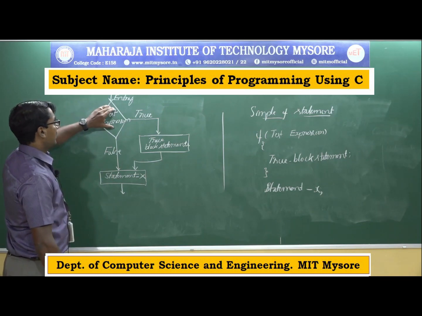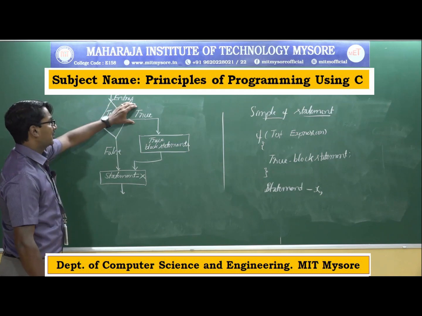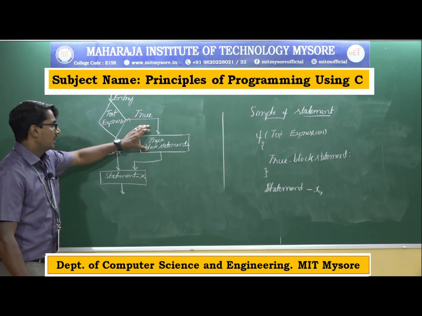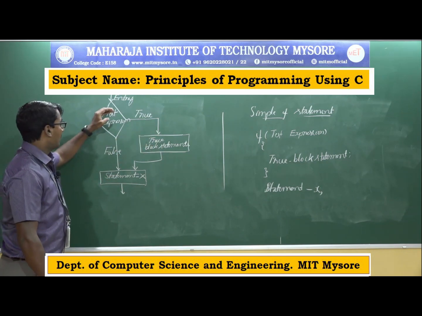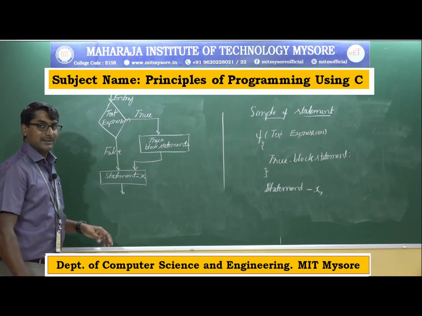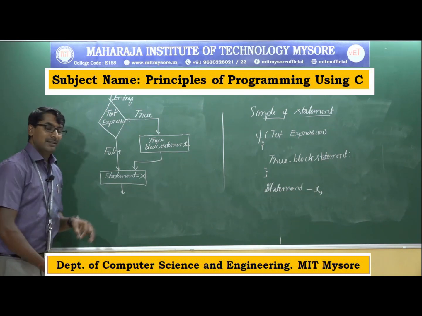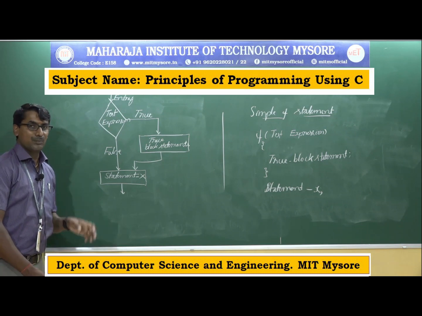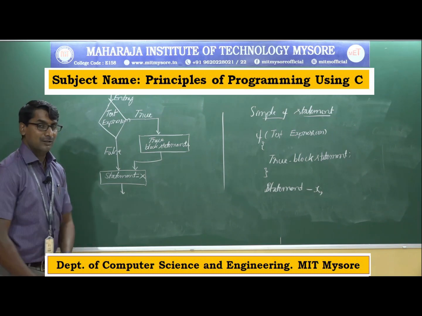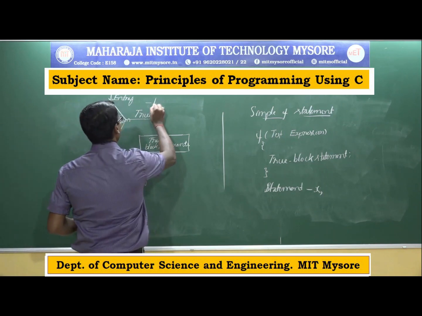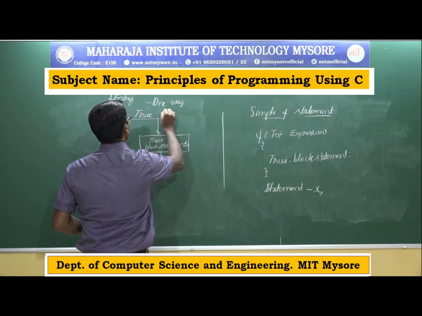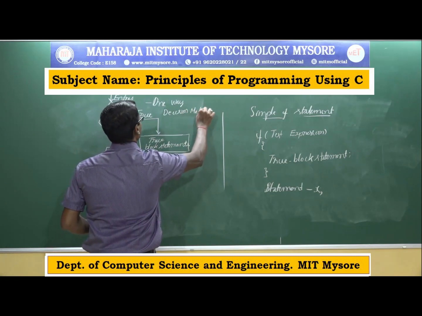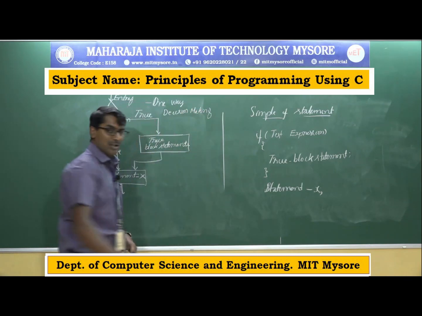So first the test expression will be evaluated. If the expression is true, the true block statement will execute. After executing the true block statement, it will move to statement X. If the condition is false, it moves to statement X. So here there is only one possibility, that is the true possibility. The simple if statement is also called one-way decision making. Here only one possibility.